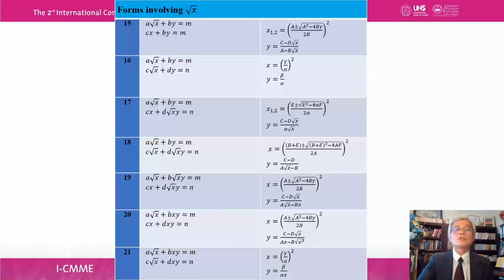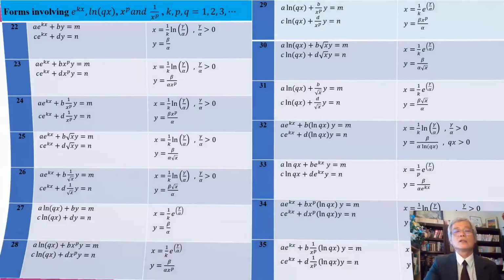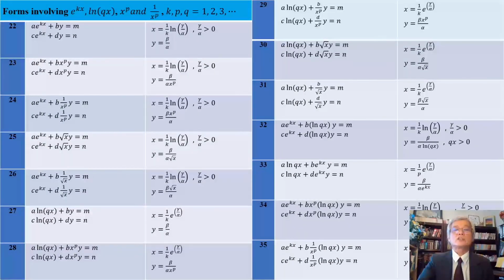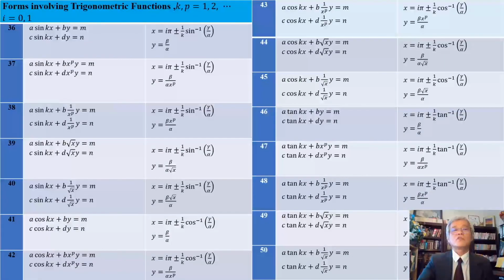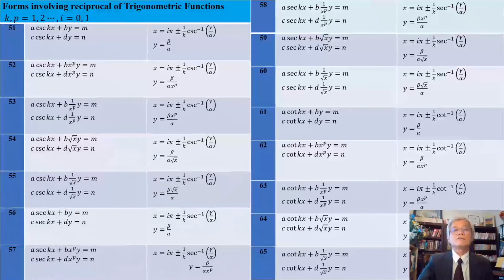This is the second form that involves square root of x. The third form involves exponential and natural log. The fourth form involves trigonometric functions. And finally, we have a form involving reciprocals of trigonometric functions.